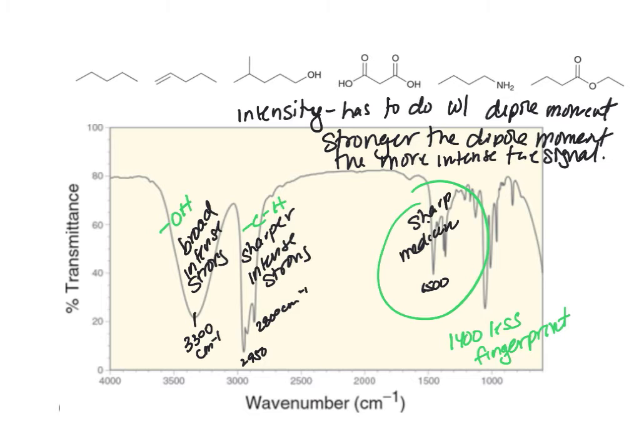Well, we can definitely rule out the alkane. We can rule out the alkene. So we have an OH group. Could be that alcohol. Could be a carboxylic acid because it also has an OH group. We'll get back to that in a moment. It's not the NH2 because that OH signal is so strong and broad. And the ester doesn't have an OH group.